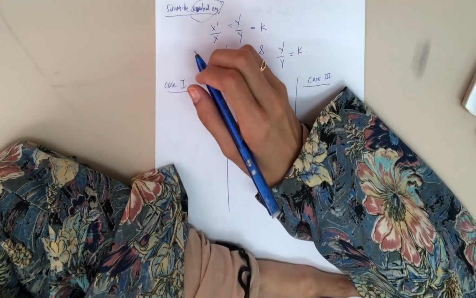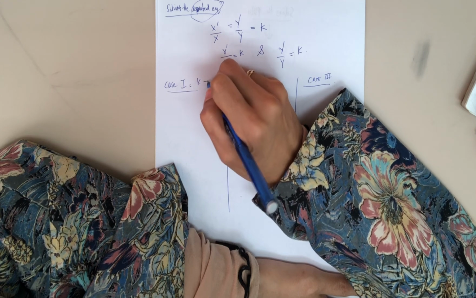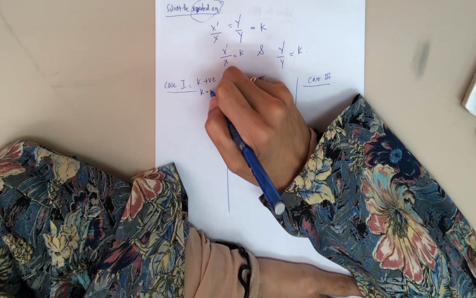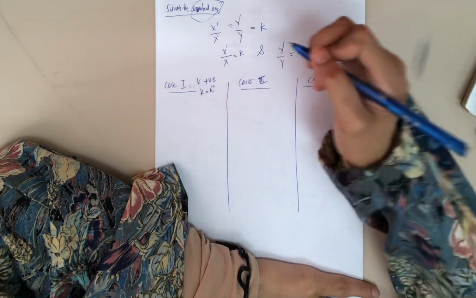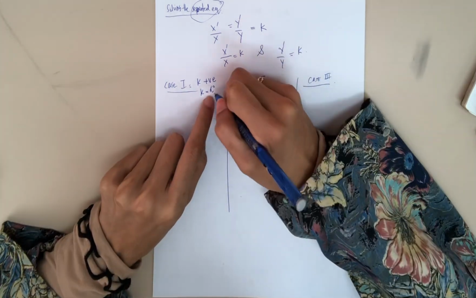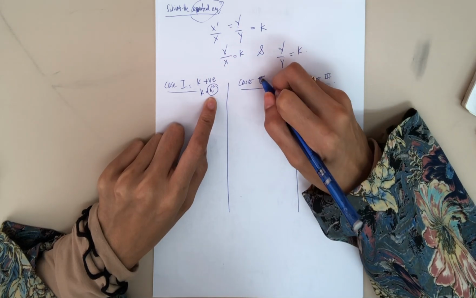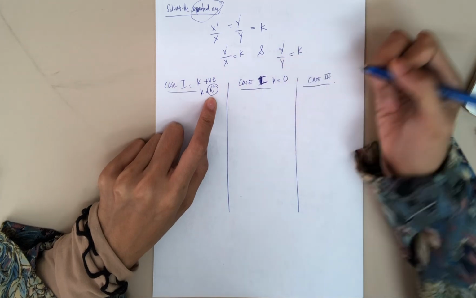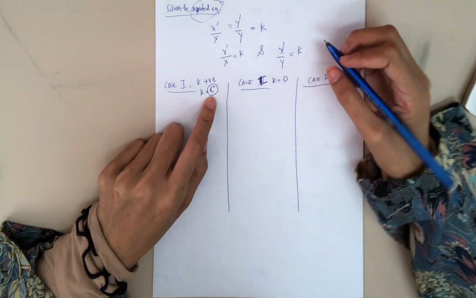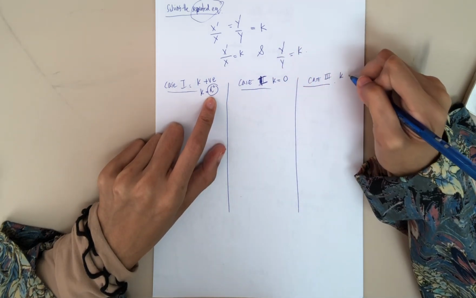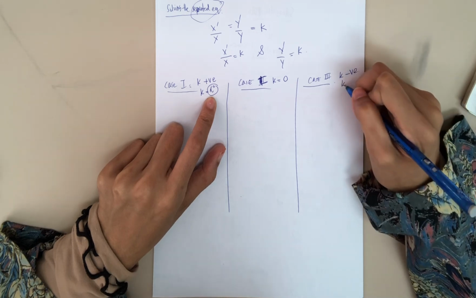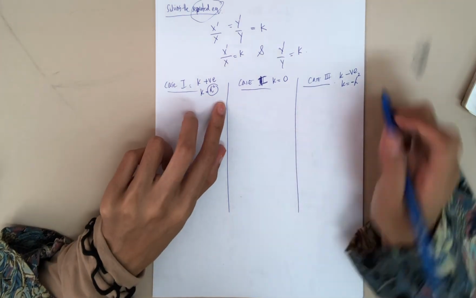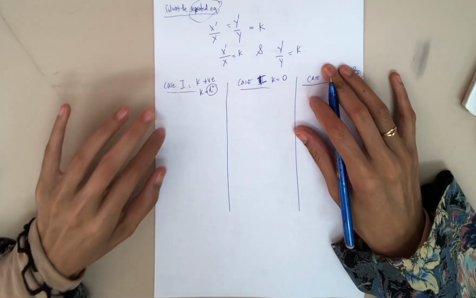So case number 1 is when your k is positive, or in other words, when your k is equal to lambda square. We will use lambda square. Case number 2 is when your k is equal to 0. And case number 3 is when your k is negative, which means k is negative lambda square. Alright, so I will show you case number 1 first.